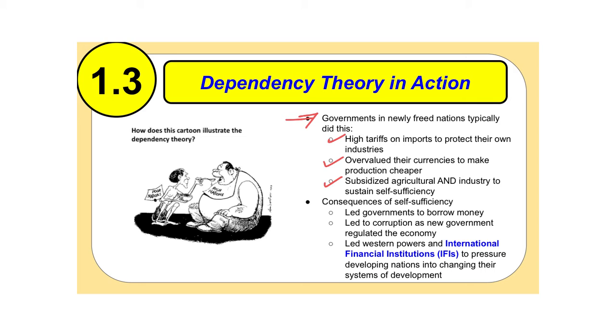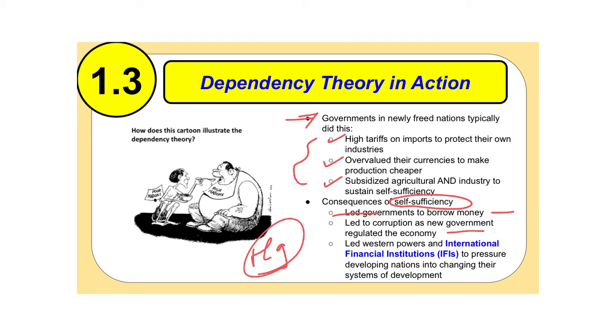So the consequences of this whole idea of these new countries trying to become self sufficient are the following: it leads to governments having to borrow money. So these new countries that are poor and have just become independent, they're trying to do all of these things, so they're going to have to borrow money to do it. Then it leads to corruption as the new government begins to regulate the economy, because as things start to fall apart, this new government starts to regulate. And this leads to corruption.